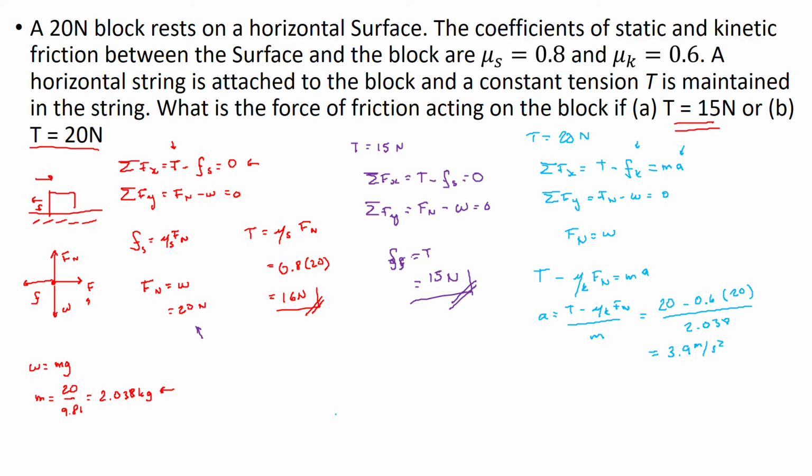From here I know everything I need to find the total kinetic friction. The kinetic friction is going to be equal to the tension minus the mass times acceleration. This is going to be 20 newtons minus the mass times acceleration, that is 2.038, which is the mass, times 3.9, and this is going to be equal to 12 newtons.